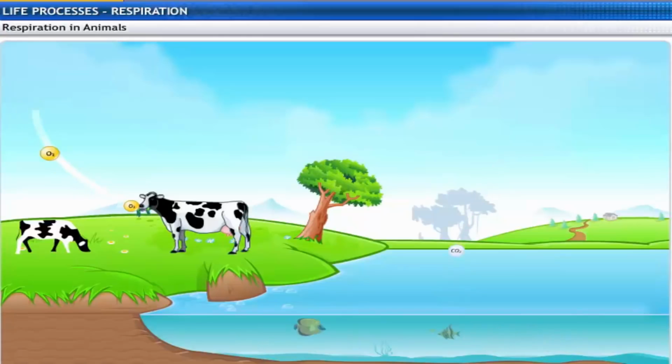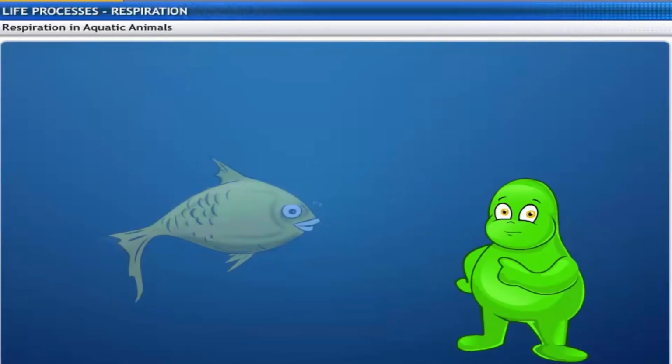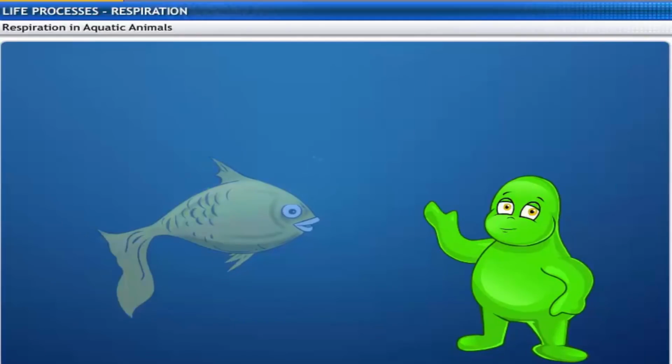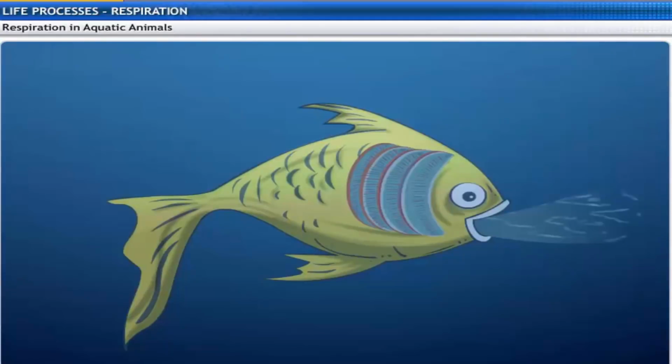Animals have different organs for respiration depending on their environment. Animals that live on land take in oxygen from the atmosphere. Aquatic animals, on the other hand, use oxygen that is dissolved in water. I wonder why goldfish open and close their mouths so many times. Fish take in water through their mouths. This water has dissolved oxygen in it, which diffuses into their blood. The water is then forced out through their gills.